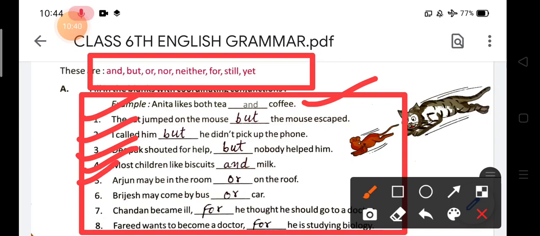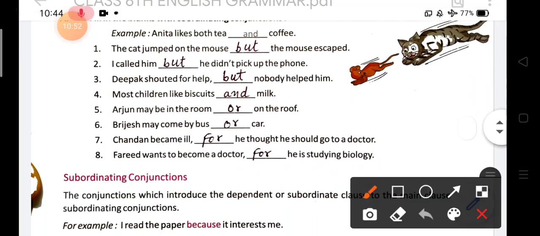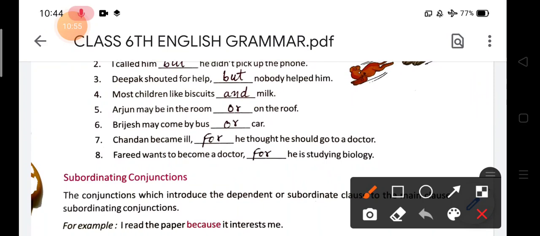Next, Chandan became ill, for he thought he should go to a doctor. And point number 8, Farid wants to become a doctor, for he is studying biology. So all these are the examples of coordinating conjunctions.